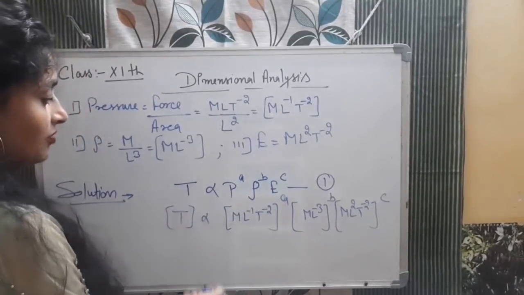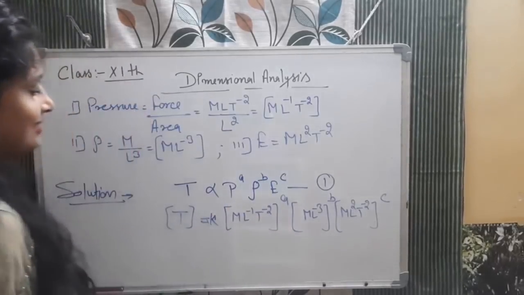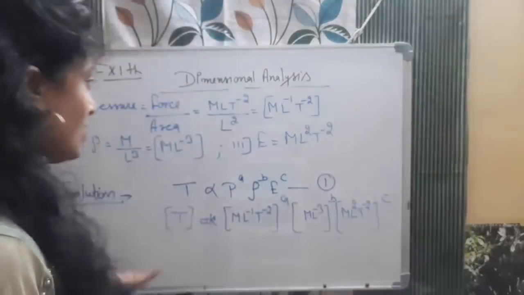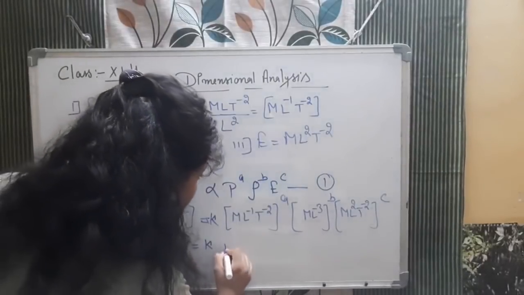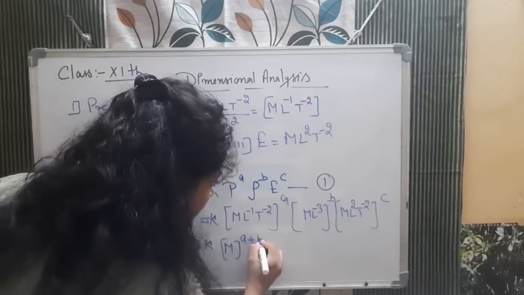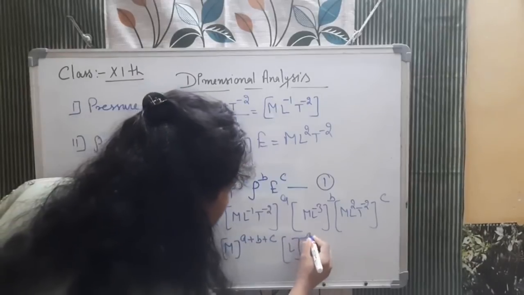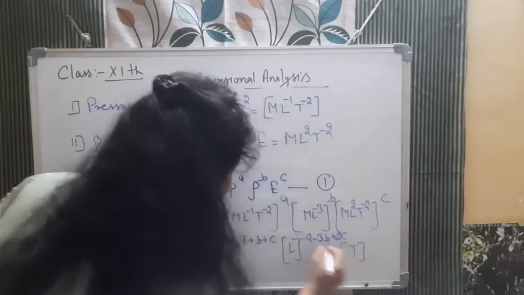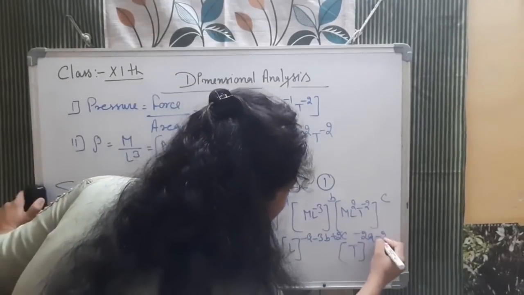Okay. Now what we will do? We can remove this proportionality and put it equal to a constant K. We need to combine all the M, L and T together. So what will happen? See, T is equal to K, M raised to the power A plus B plus C, first part. L raised to the power minus A minus 3B plus 2C. And T raised to the power minus 2A minus 2C.